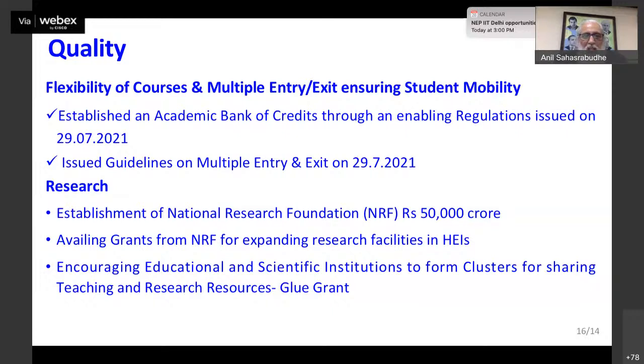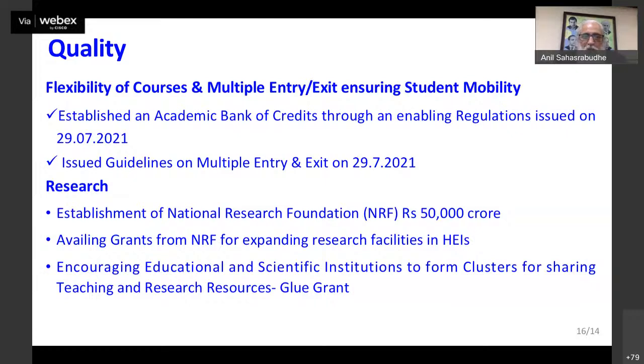And whatever you have done, if you exit, that has to be recorded in your bank account, which is an academic bank of credits. And if you come back to education, because of some difficulty you had gone out and want to come in, we must provide that opportunity. And these regulations and guidelines are already in place.